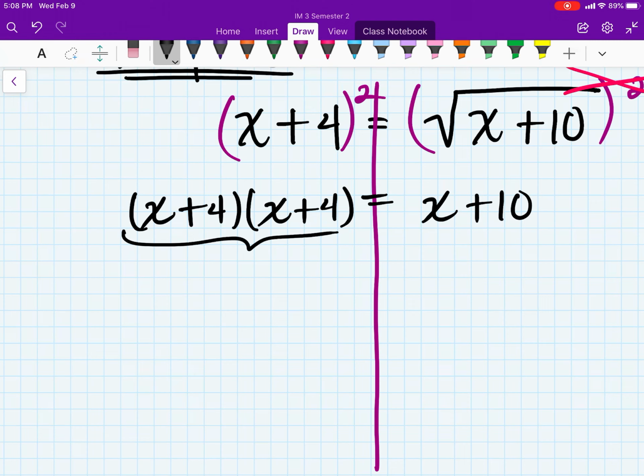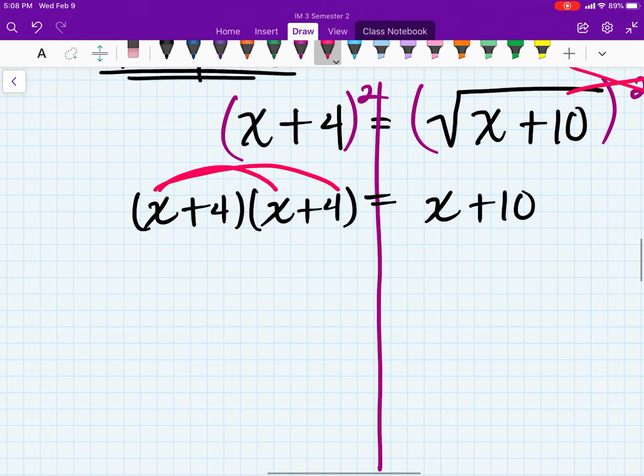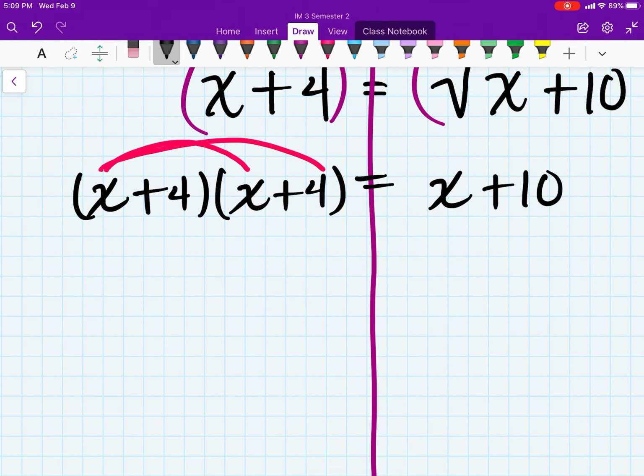Now, in order for us to multiply that out, there are two ways you could do it. You could actually do the area model, or you could use the distributive property. I'm going to show the distributive property here. So multiplying x with the x and then x with the 4. So x times x in this case, guys, is going to be x squared. And x times 4 is going to give us 4x.